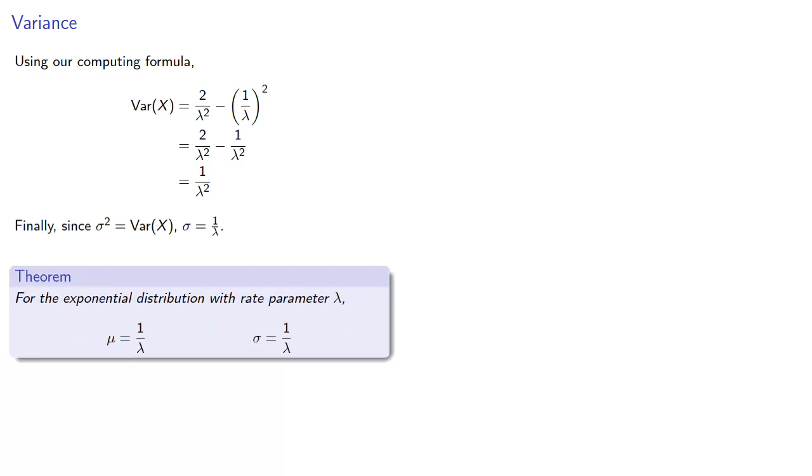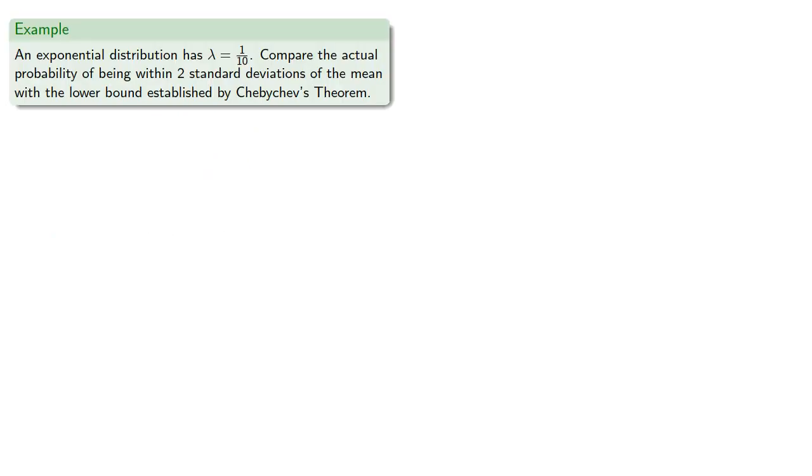Now, this puts us in a rather odd position because the standard deviation is the same size as the mean, and remember, for the exponential distribution, nothing can be less than 0. So let's consider an exponential distribution with lambda equals 1/10. Let's compare the actual probability of being within 2 standard deviations of the mean with the lower bound established by Chebyshev's theorem. So the mean is the reciprocal of the rate parameter, that's going to be 10.